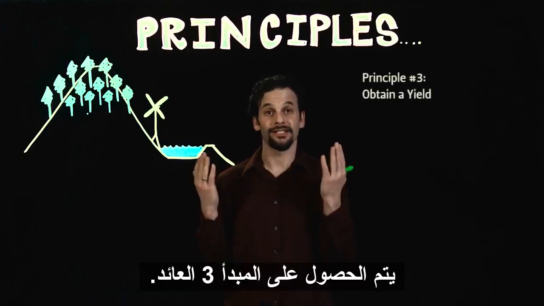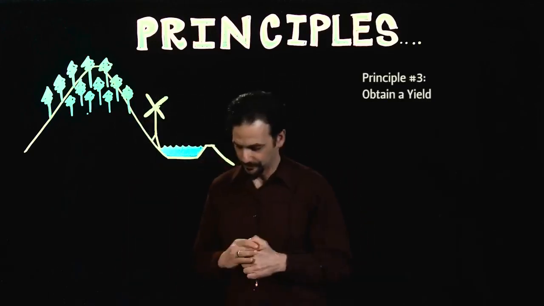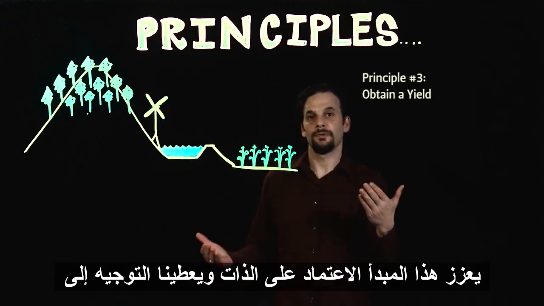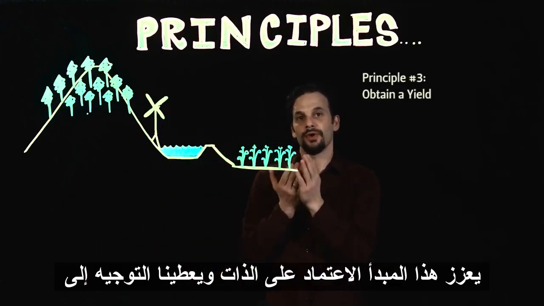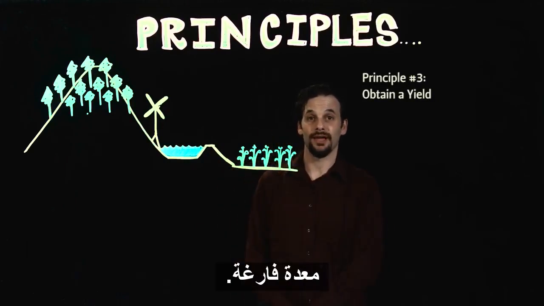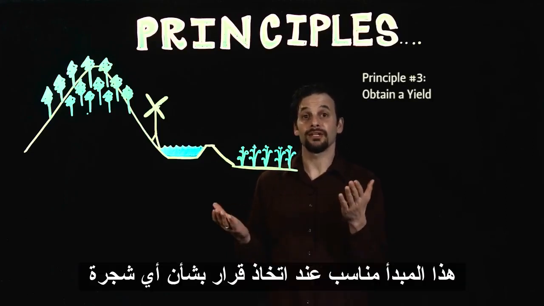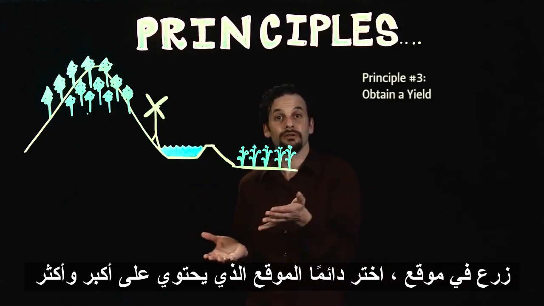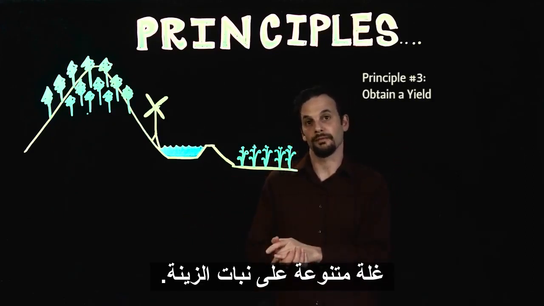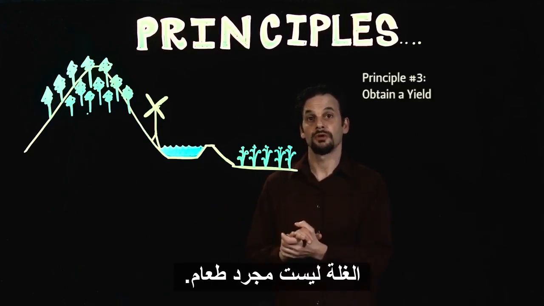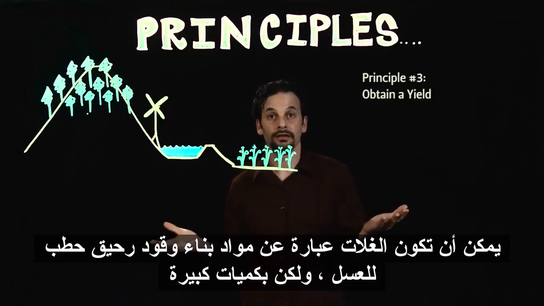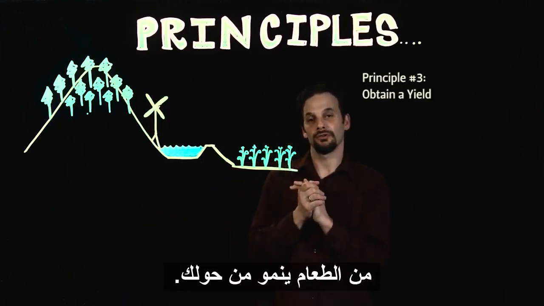Principle 3 is obtain a yield. This principle promotes self-reliance and gives us the directive to reap a harvest from our permaculture system, because you can't work on an empty stomach. This principle is relevant when making a choice about which tree to plant in a location. Always choose the one with greater and more diverse yields over an ornamental plant. Yields are not just food. Yields can be building materials, fuel wood, nectar for honey, but plenty of food growing all around you is true security.